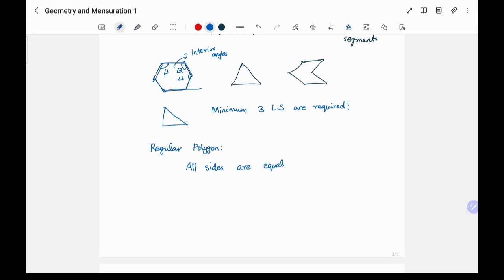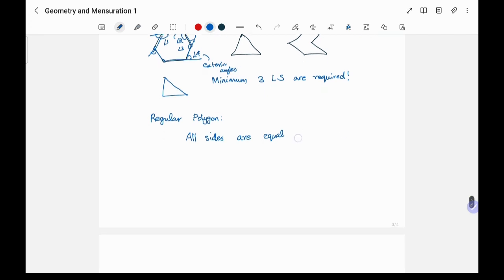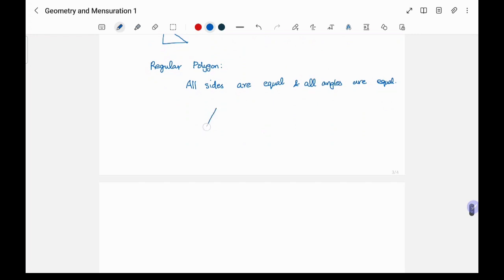And if you extend this and draw it, this is called exterior angles. See, if you extend and draw, extend and draw, these are exterior angles. So for a regular polygon, all sides are equal and all angles are equal. For example, if you take a 3-sided polygon, all its sides are equal and all angles are equal.